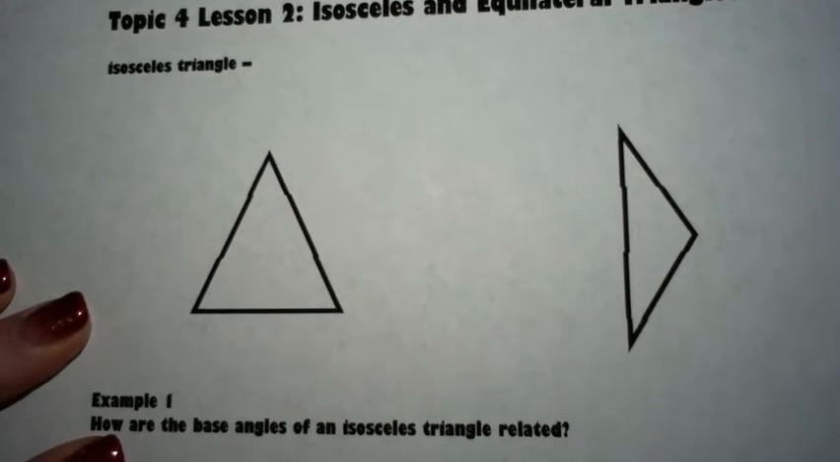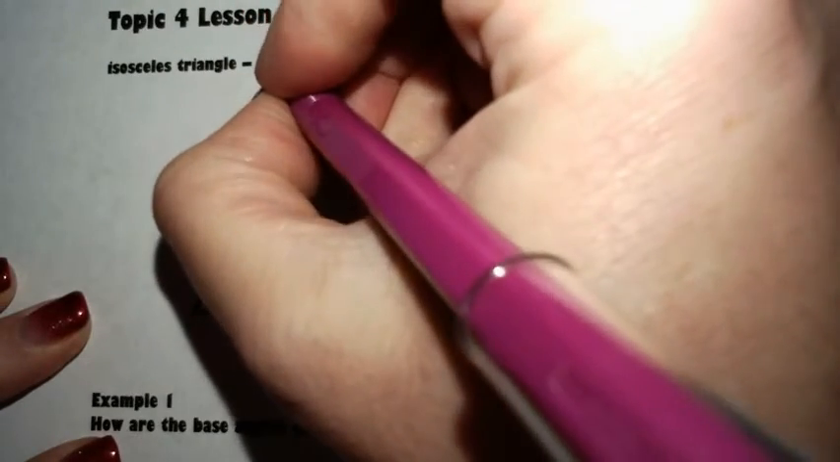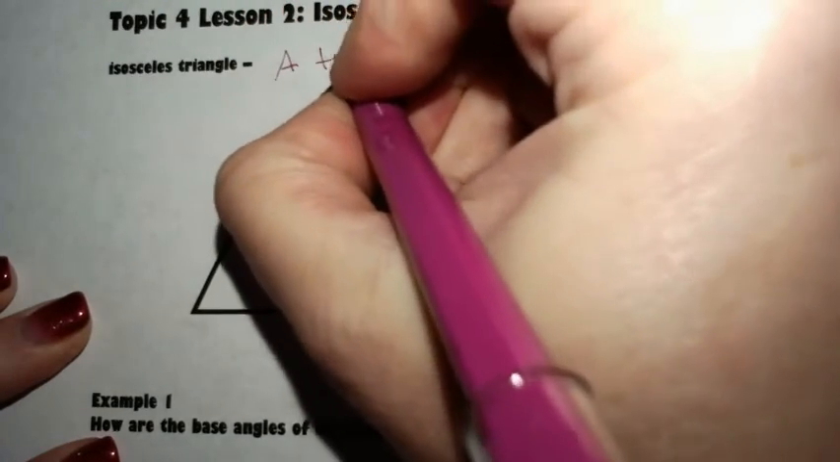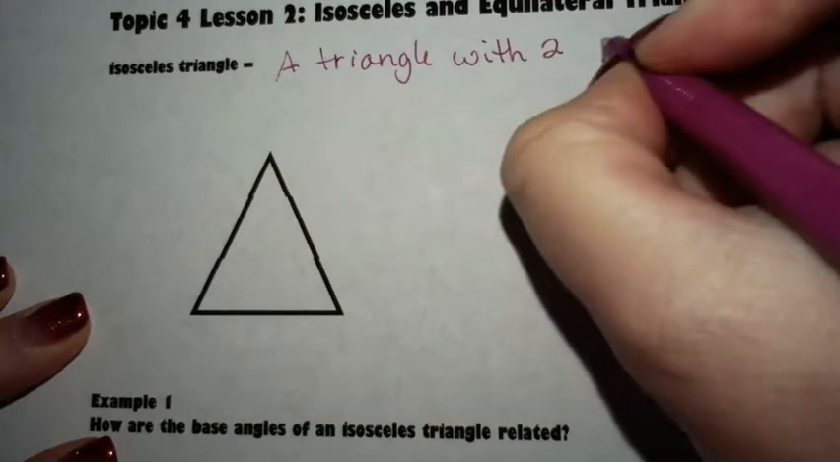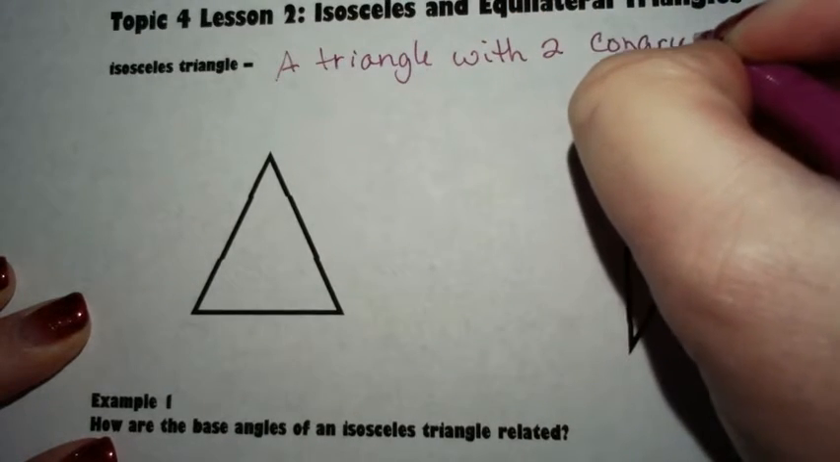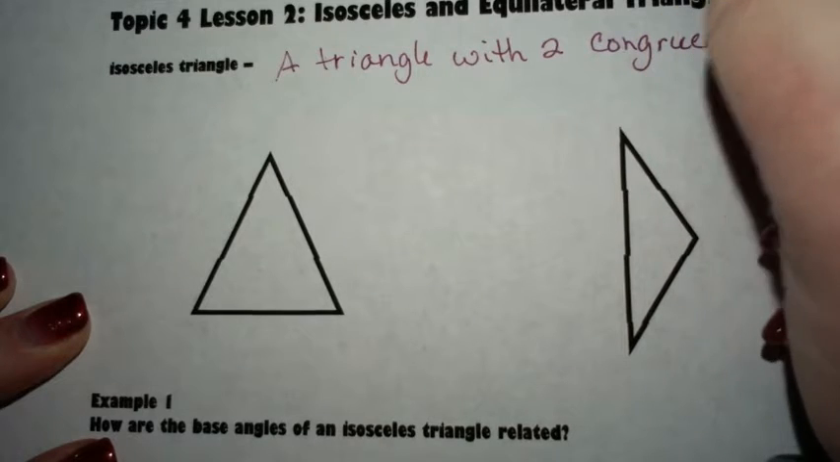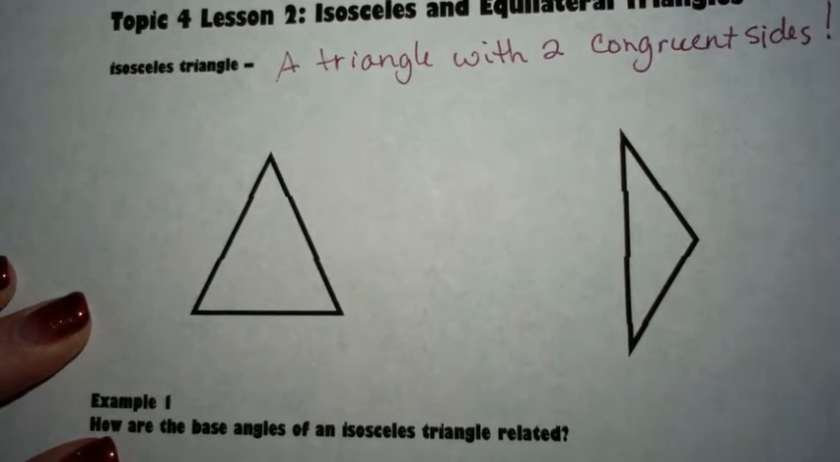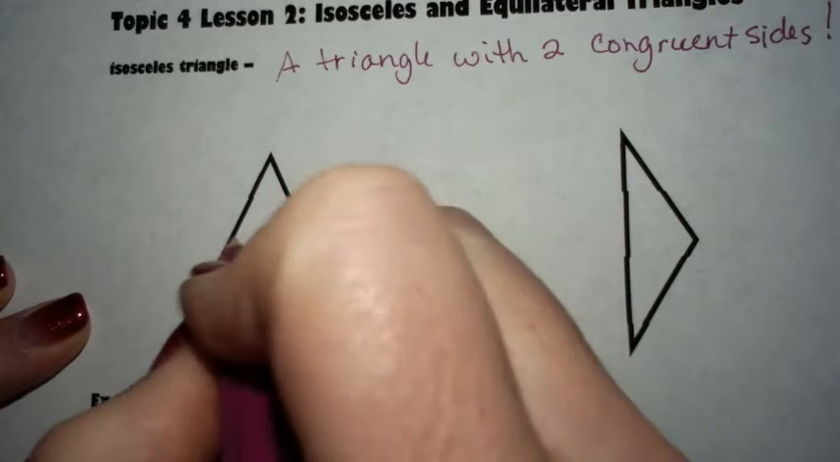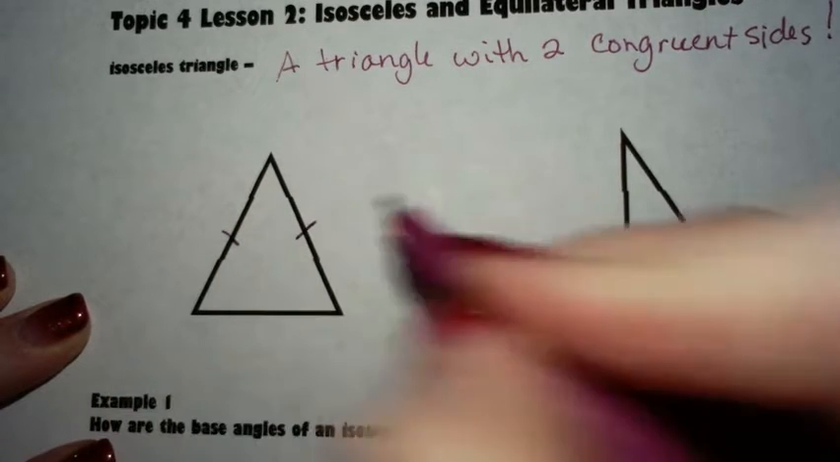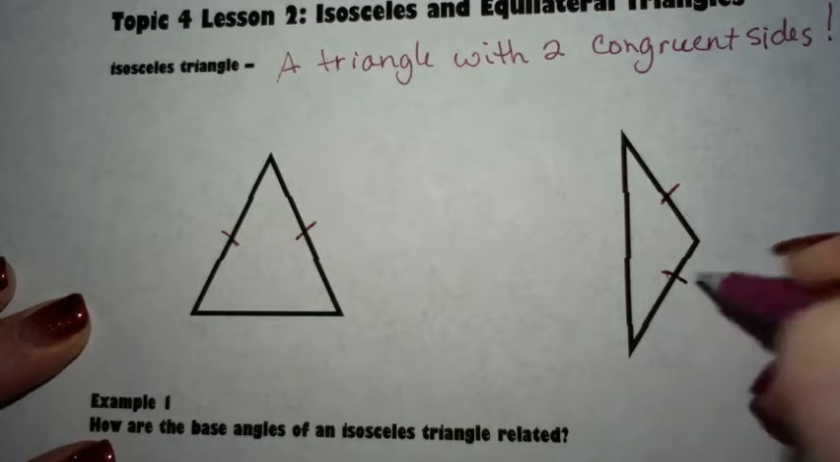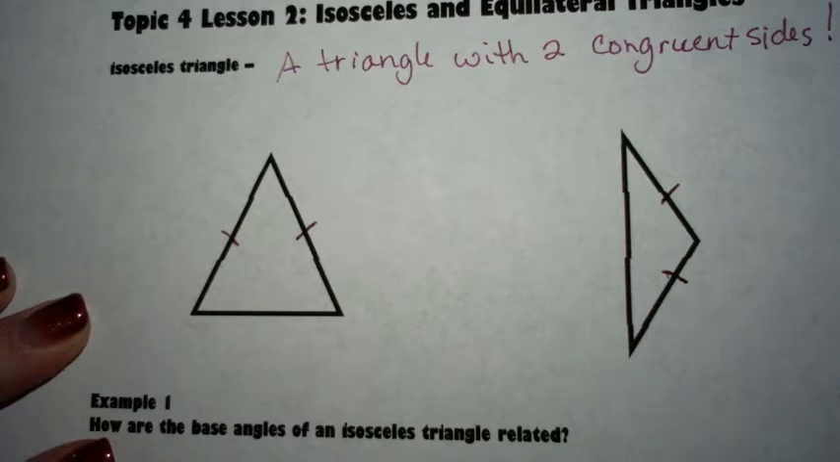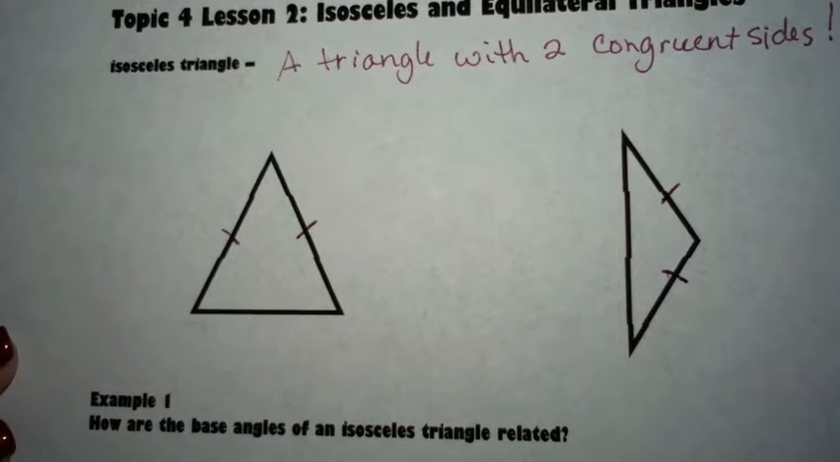An isosceles triangle is simply a triangle with two congruent sides. We mark those sides congruent by giving them the same number of hash marks. It doesn't matter what the orientation of the isosceles triangle is. If there are two congruent sides, then it is isosceles.